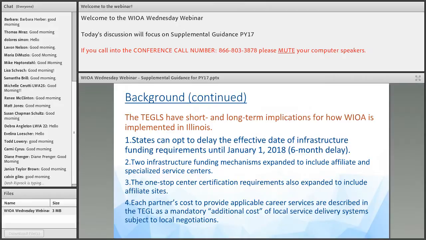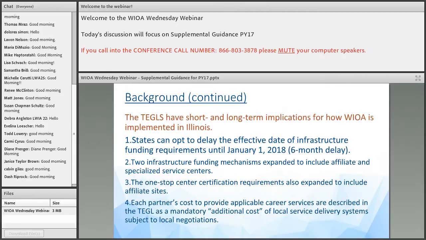The TEGL also says, number 3, that one-stop center certification requirements would expand to include affiliate sites. And again, in Illinois, one-stop certification requirements have only applied to comprehensive one-stop centers, not affiliates and specialized service centers. So that would be another big change. And lastly, the TEGL number 4 says that each partner's cost to provide career services are mandatory additional costs of local service delivery systems, and they are subject to local negotiations. So in previous webinars, you've heard us say that infrastructure costs cover the operating overhead costs of the physical comprehensive one-stop center.